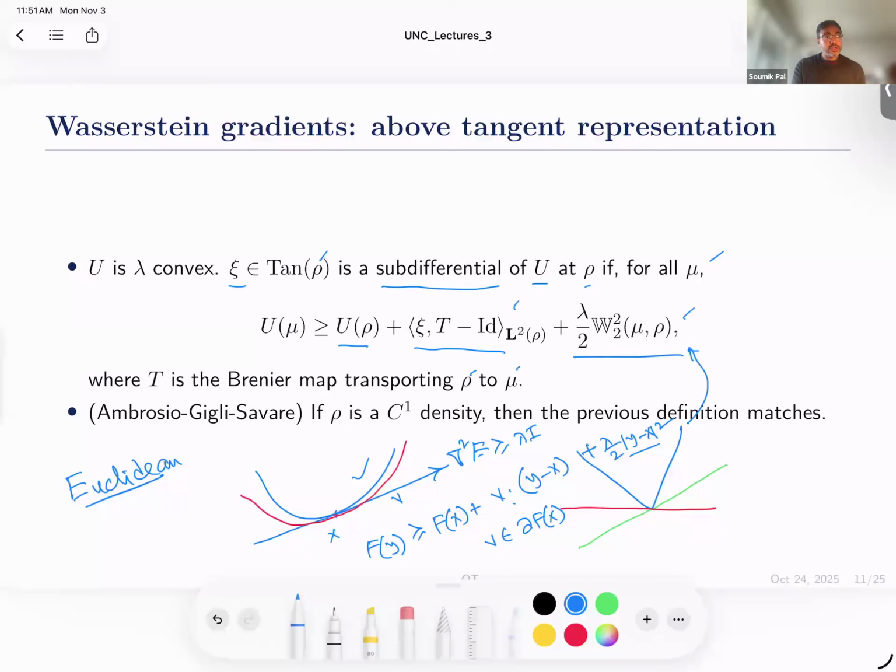Now, does this definition match with the previous definition? There's a result in Ambrosio-Gigli-Savaré which says that if the density is C1, then the definitions match. So the definition that we wrote down, which is the gradient of the first variation, where everything is well defined, will also satisfy this above tangent representation whenever you're working with a density which is C1, and the function u is lambda convex.